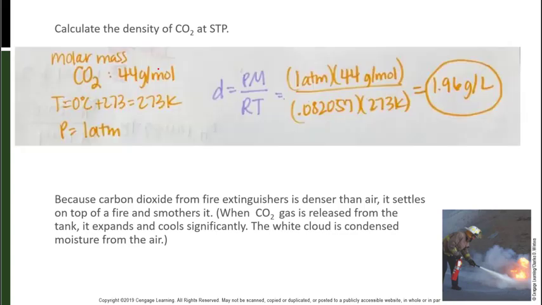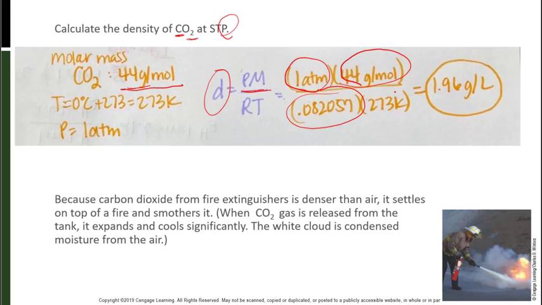Well, I found the molar mass of CO2. I took carbon's mass plus 2 oxygen's mass, and I got 44 grams per mole. I plugged it into our equation: density is equal to P times M divided by R times T. We were told STP, standard temperature and pressure. Standard pressure is 1 atmosphere, times our M, divided by our R and our temperature, 273. And I got 1.96 grams per liter.